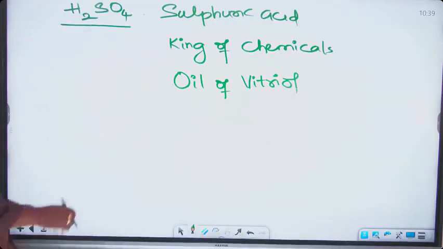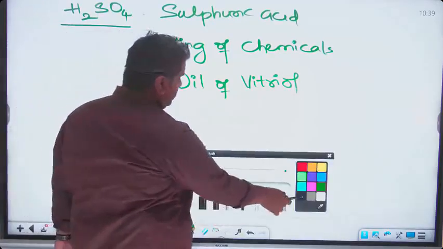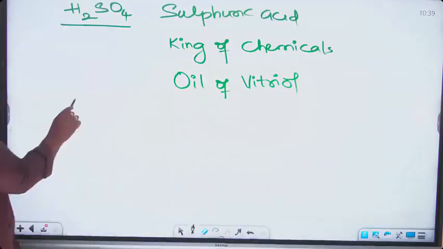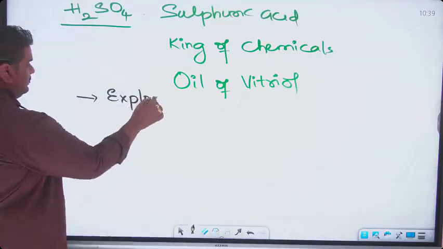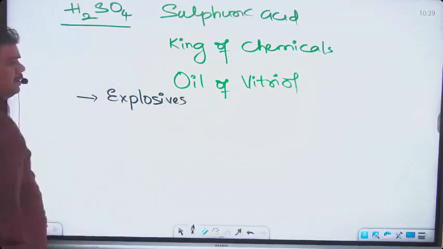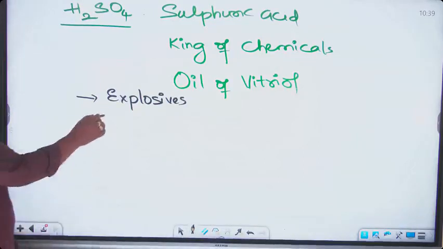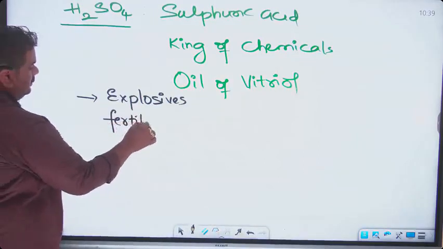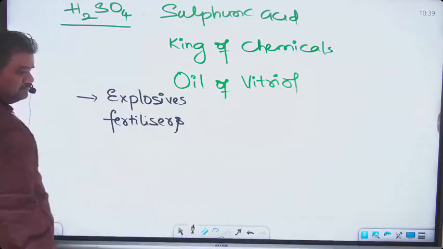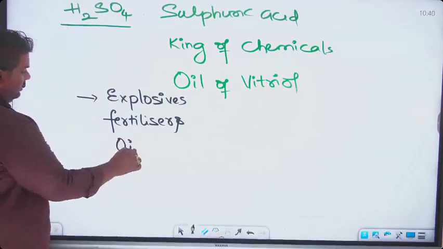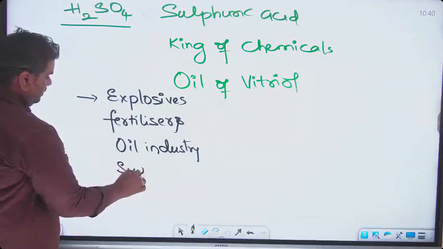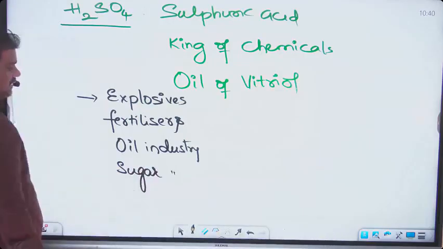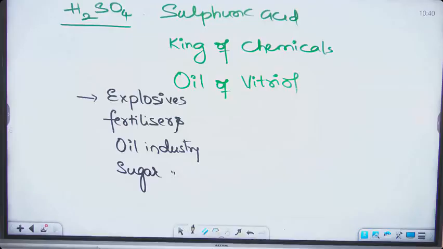The moment we are talking about sulfuric acid, where do we use this particular sulfuric acid? Sulfuric acid is used in the making of explosives. It is used in the making of explosives, fertilizers, oil industry, sugar industry, paper industry.